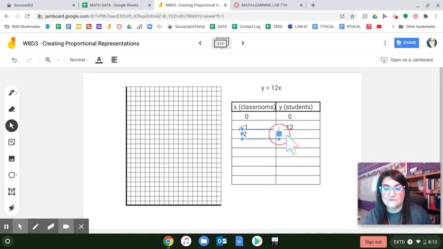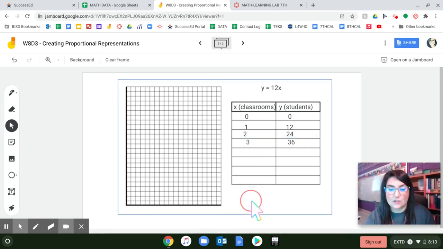2 classrooms, 12 times 2 would be 24. 12 times 3 classrooms would be 36. Okay, and so on. Just for the sake of video time, I'm not going to go through. You can see that my X value is increasing by 1. My Y value is increasing by 12. I could take any of these Y values divided by X and get that K, that constant of proportionality. So like 36 divided by 3 would give me 12. It's going to bring me back to that unit rate, that constant rate of change.